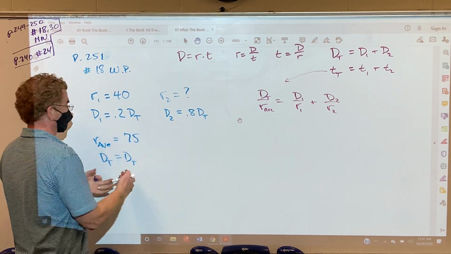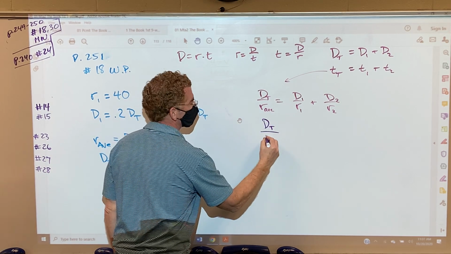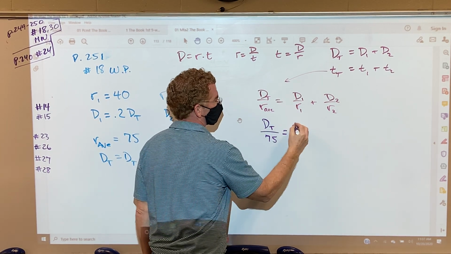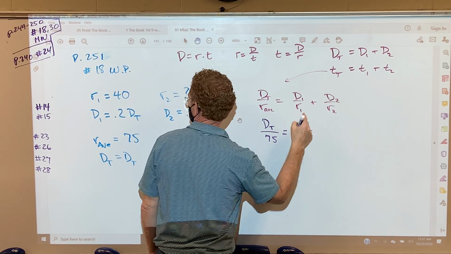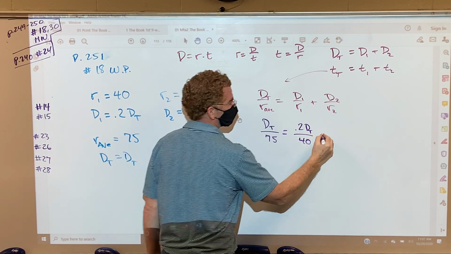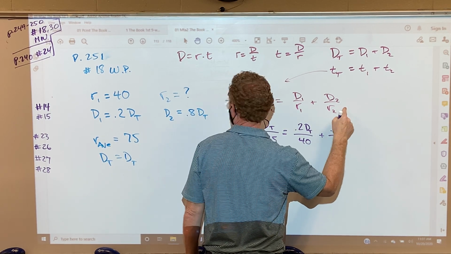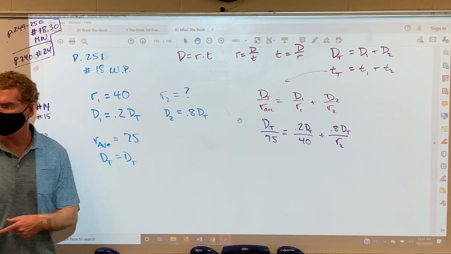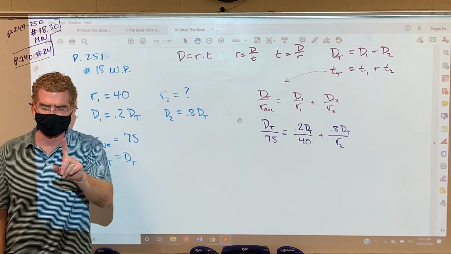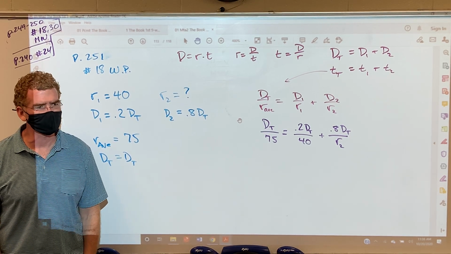The total distance is the total distance. Average rate, 75. Here, D1 is 0.2 times the total. First rate's 40. D2 is 0.8 times the total. R2 is what I'm looking for. Now, can you solve an equation with two variables and one equation? You can't. But can anybody see what I could do here with the dt?